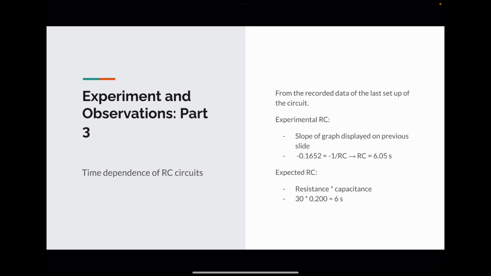From the recorded and graphed data, their experimental RC was calculated. The slope of the graph is equal to negative 1 over RC, so the observed RC is 6.05 seconds. The expected RC can be calculated by multiplying the resistance of the resistor by the capacitance of the capacitor, which comes out to be 6 seconds. This is pretty close to the experimental value.